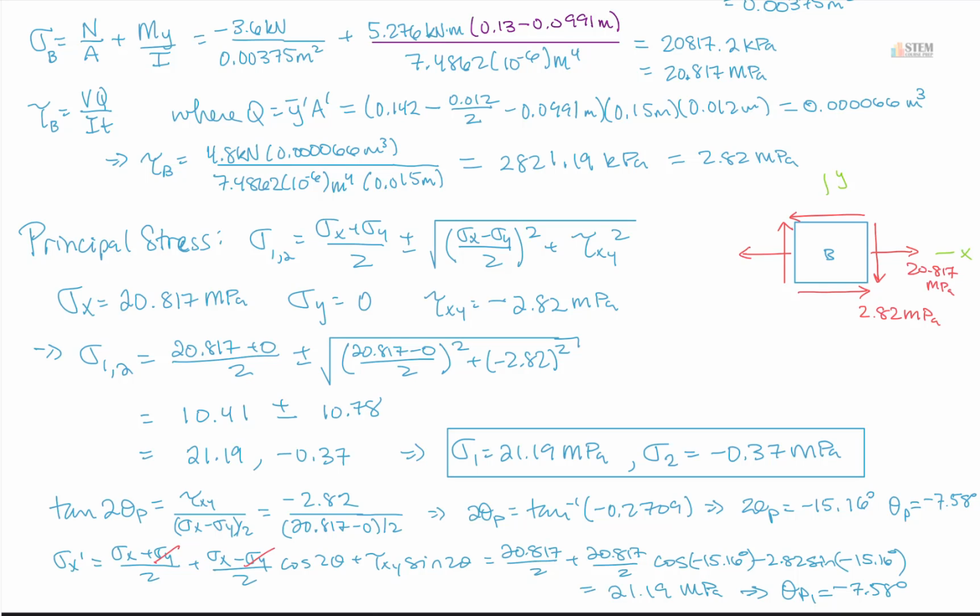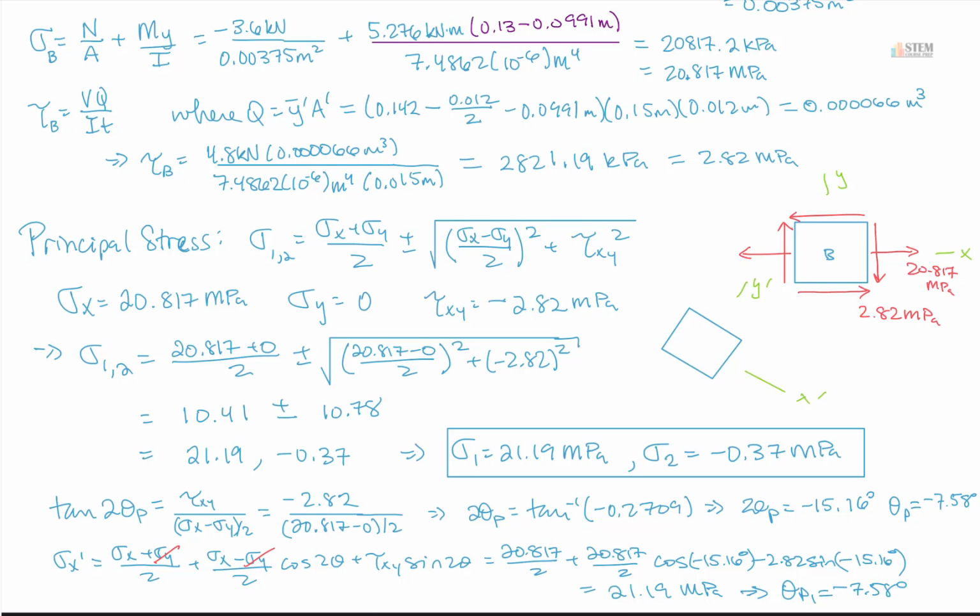So now we can use that to draw our element that's oriented correctly to get these principal stresses. And I'm out of room, so let's do that over here. So here's our element, and we've rotated it. Positive rotation would be counterclockwise, so this is a negative angle, right? It's negative 7.58, so we have to go clockwise. So if that's clockwise, that means our x prime is right here, y prime would be here. So now we've got that.